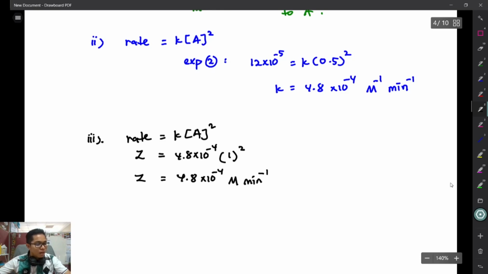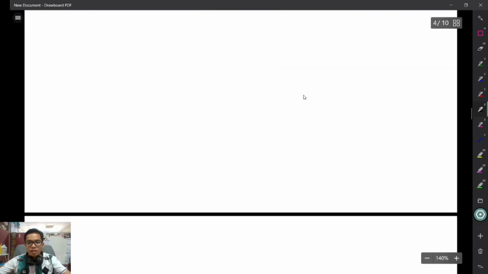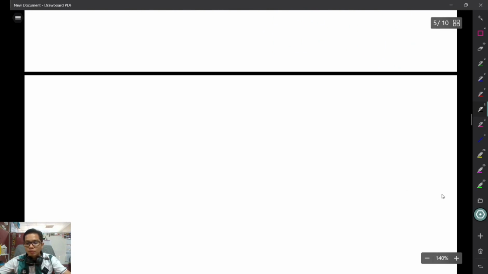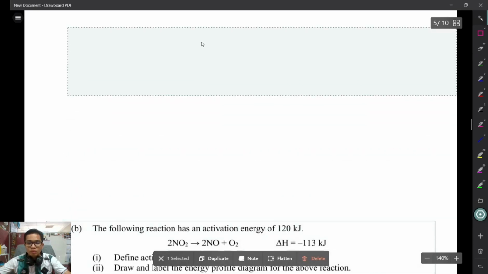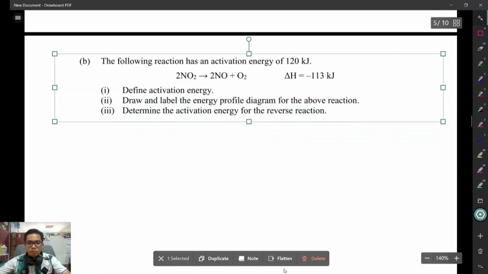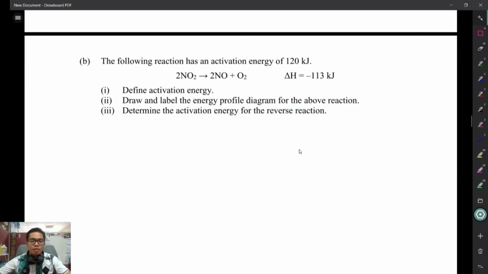Now let's look at question number 9B. I'm making a new page for 9B. Number 9B. The following reaction has an activation energy of 120 kilojoule. Given the chemical equation 2NO2 to produce 2NO and O2, the first one, define activation energy.